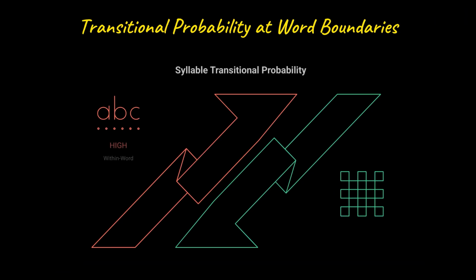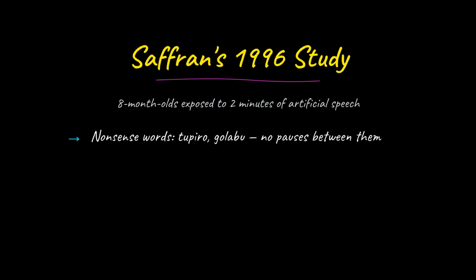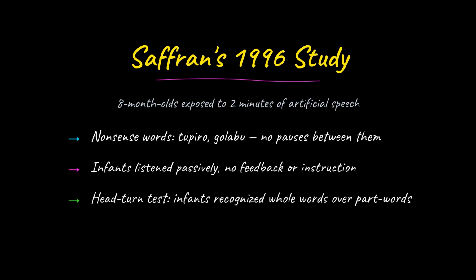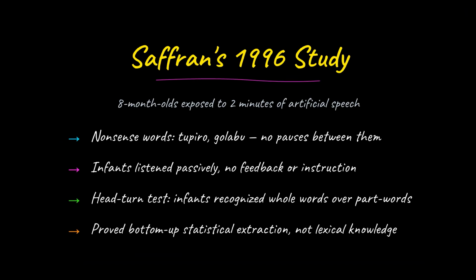Within a word, one sound reliably follows another. Transitional probability is high, but at word boundaries, the next sound could belong to many different words, so probability drops. Infants track these dips in transitional probability to discover where words begin and end. Jenny Saffran and colleagues demonstrated this in a landmark 1996 study. After just 2 minutes of passive listening, 8-month-old infants could distinguish the original nonsense words from new sequences with the same syllables in different orders. Evidence of pure statistical learning.